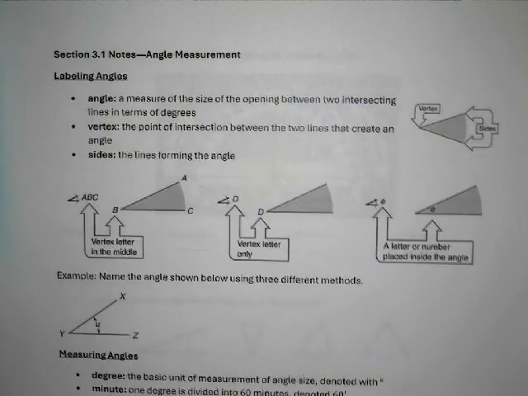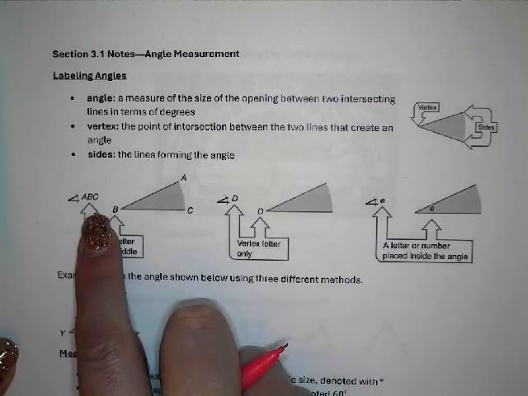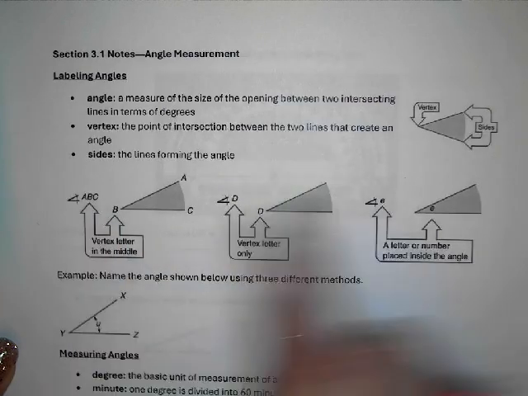This video is on section 3.1 notes, angle measurement. So first we're going to talk about how to label angles, and to do that we'll need to know what a few different vocabulary terms are. So an angle is a measure of the size of the opening between two intersecting lines in terms of degrees.